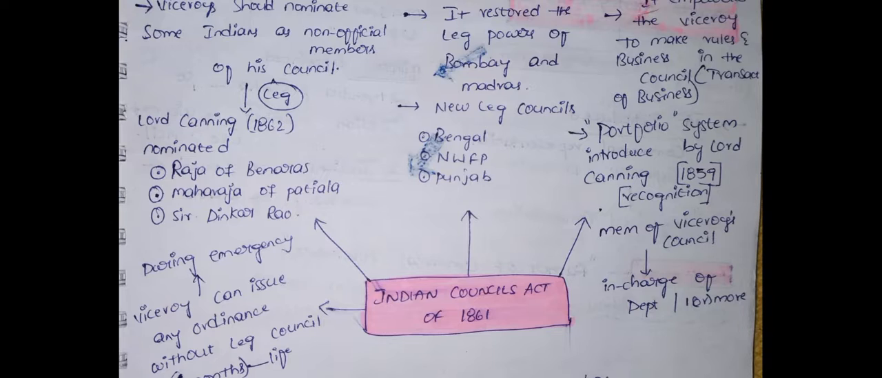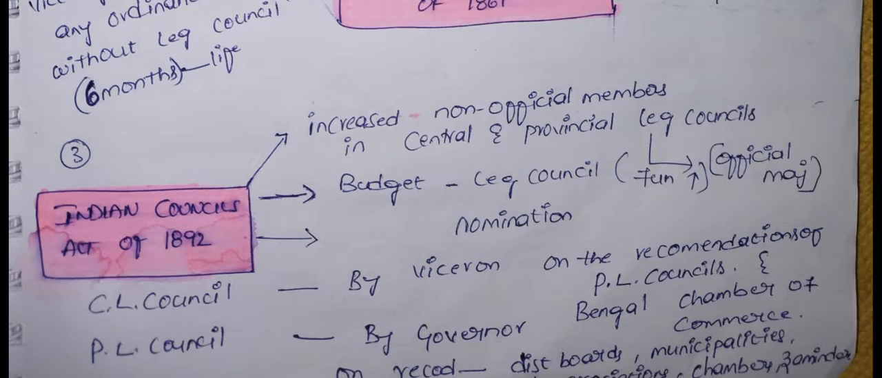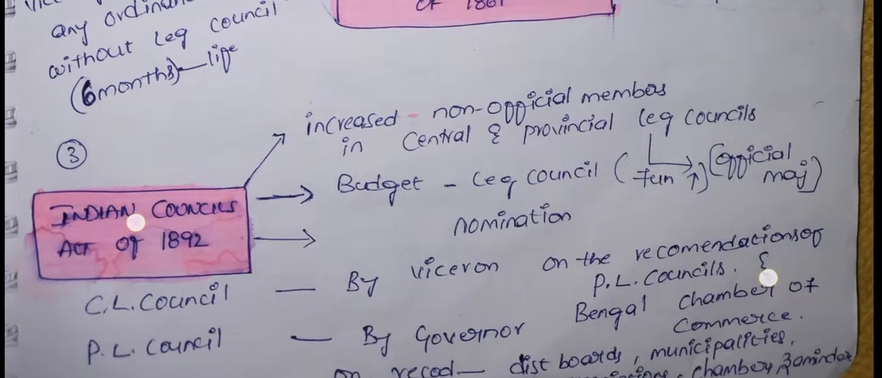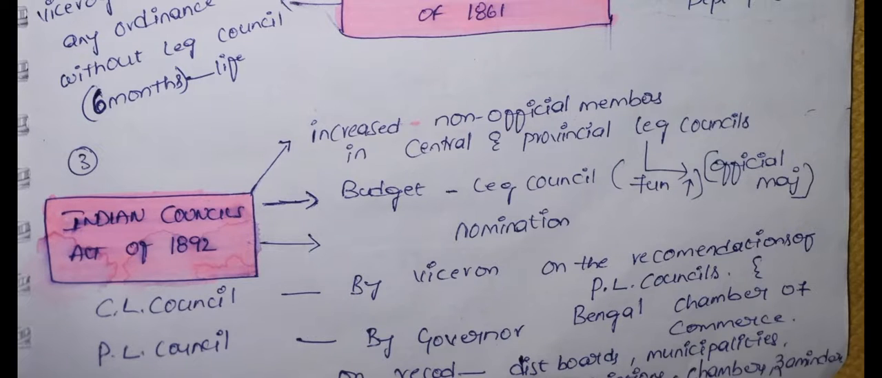Now we are going to learn about the Indian Councils Act of 1892. According to this act, it increased non-official members in central and provincial legislative councils. For the first time, the budget was announced in the Legislative Council and debated there.